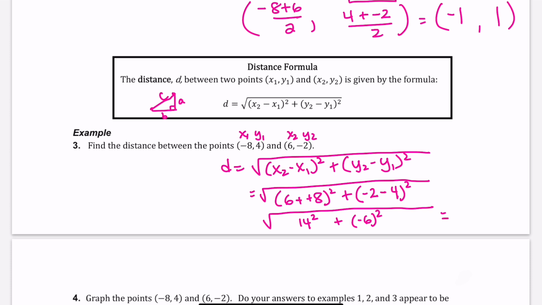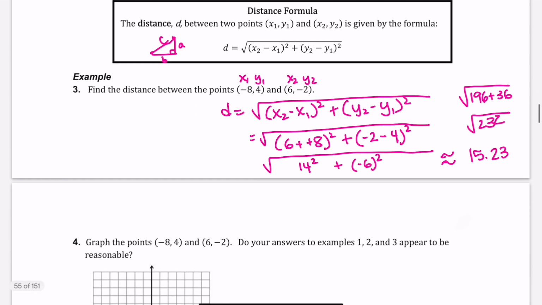So we have 14 times 14, which would be 196. And negative 6 times negative 6 is a positive 36. Keep in mind whatever numbers you get here will always be positive because a negative times a negative is a positive. And 196 plus 36 is going to be 232. And the square root of 232 is going to be about 15.23 if you were going to round it to the nearest hundredth.